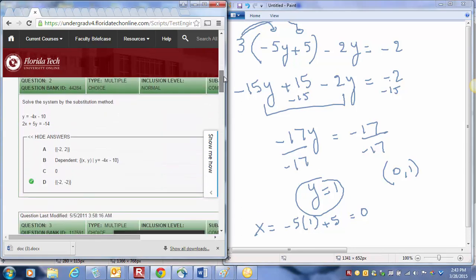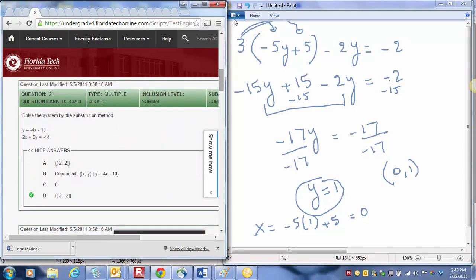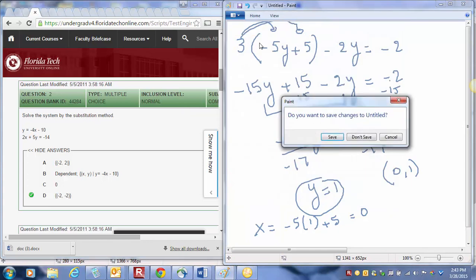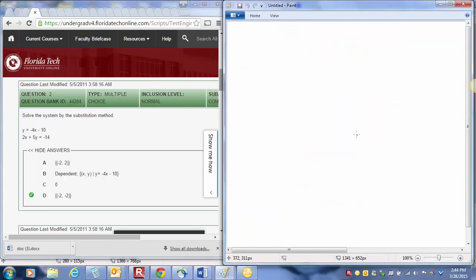Let's try the second question. Solve the system by the substitution method. So again, this one, we need to use substitution to solve this problem. And again, I can take y and substitute in the second equation. So let's rewrite the second equation with 2x plus 5. Instead of y, I'm going to write negative 4x negative 10 equals negative 14.